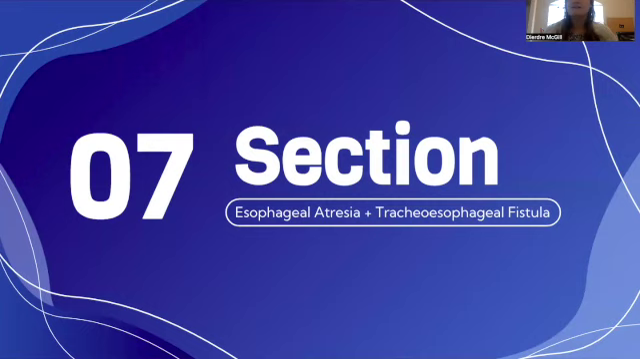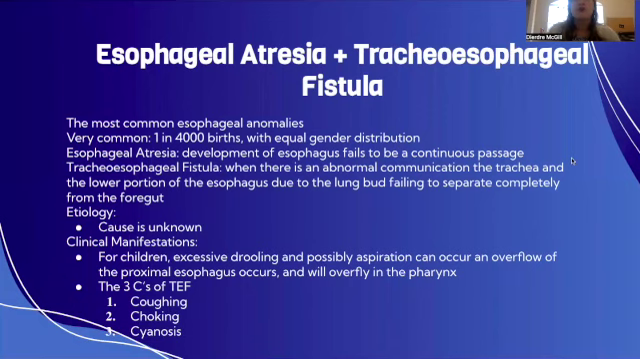All right, and last little section here, we're just going to touch on these two, the esophageal atresia and tracheoesophageal fistula. They are the most common esophageal anomalies. They're very common, with 1 in 4,000 people having it, and very equal gender distribution.